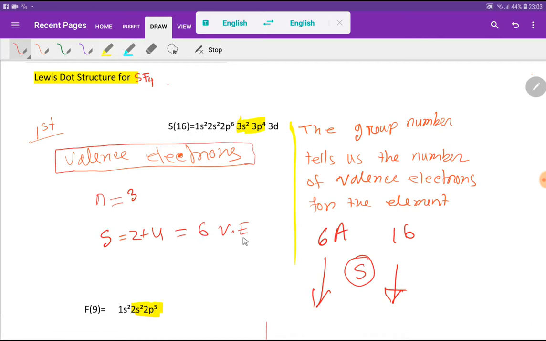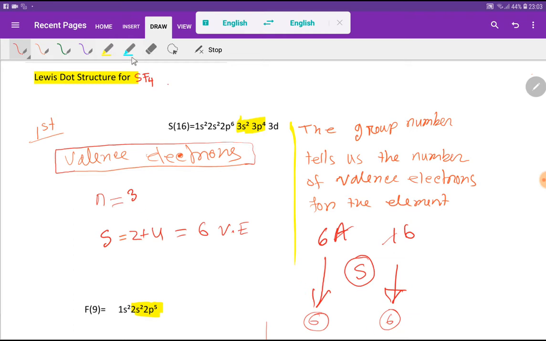Okay, we have another way to find out the valence electron of sulfur. The group number tells us the number of valence electron for the element. Look at here, sulfur is an element of group 6A. That's why if you deduct this A, the valence electron of sulfur is 6. Or sulfur is an element of group 16. If you delete the first digit, then you are getting 6. So the valence electron of sulfur is 6.